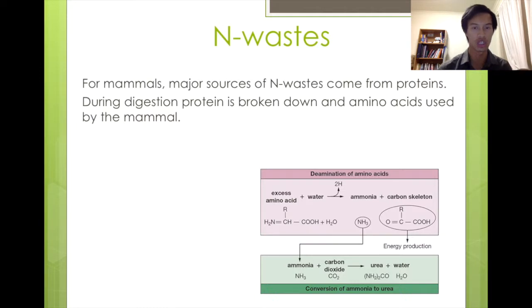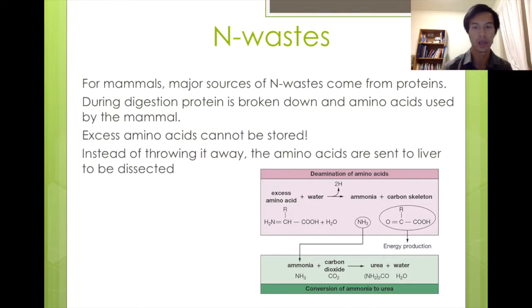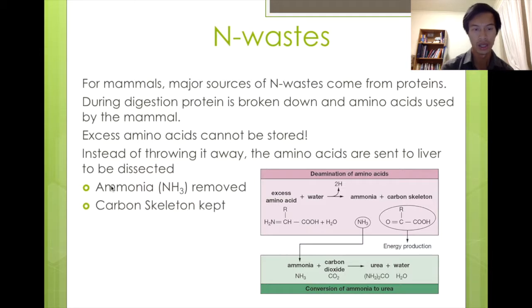During digestion, the protein is broken down, the excess is not stored, and instead of throwing it away, it is dissected in the liver, a certain section is removed and the other parts are recycled. The main part that's being removed is what we call ammonia, or NH3, and the carbon skeleton is kept. Then the ammonia is converted to urea, and then we dump the urea. Let me go back one step. There you go.